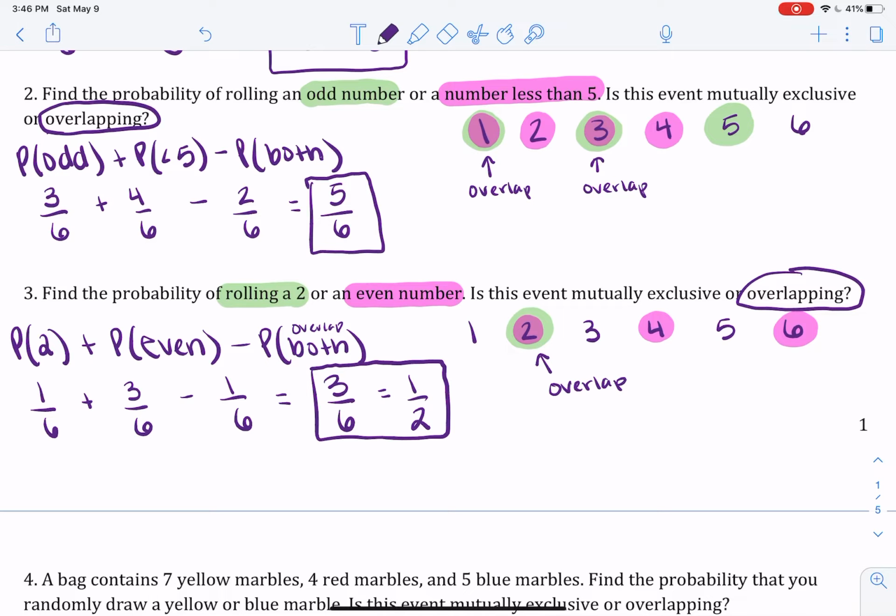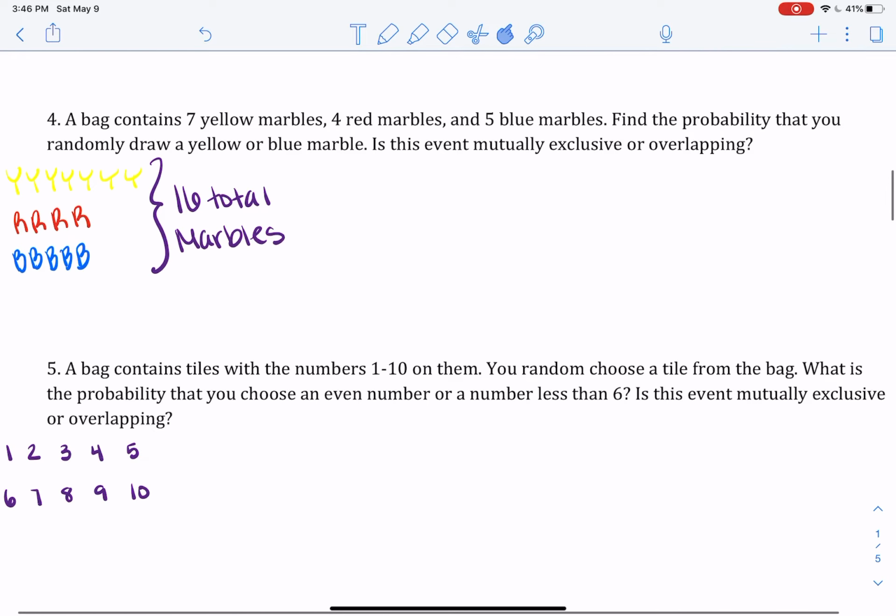All right, we've got 2 more examples. I hope this is starting to make some sense for you guys. And I think, take your notes. We're doing well. So let's switch it up. Let's get away from the die or the dice a little bit.